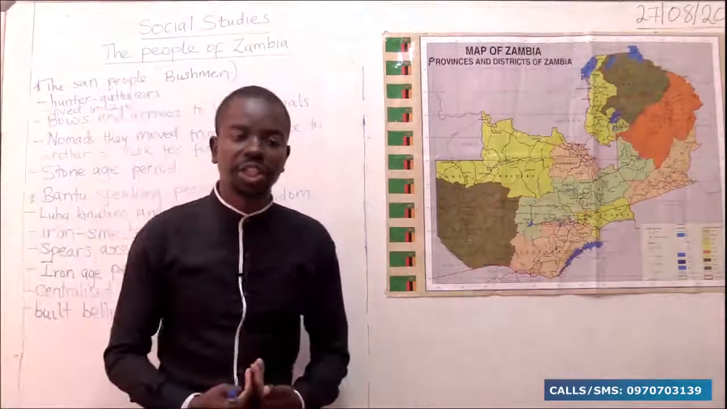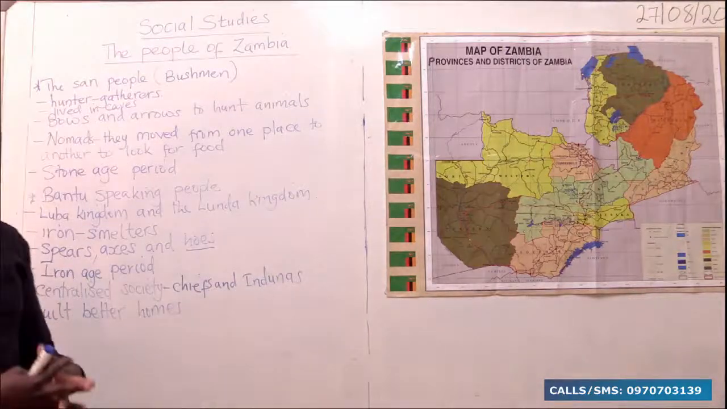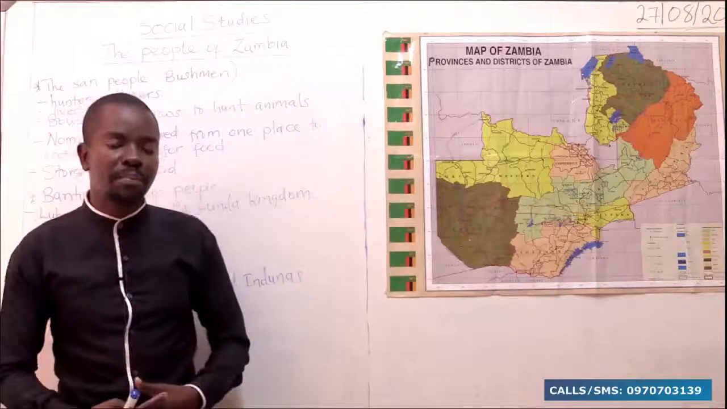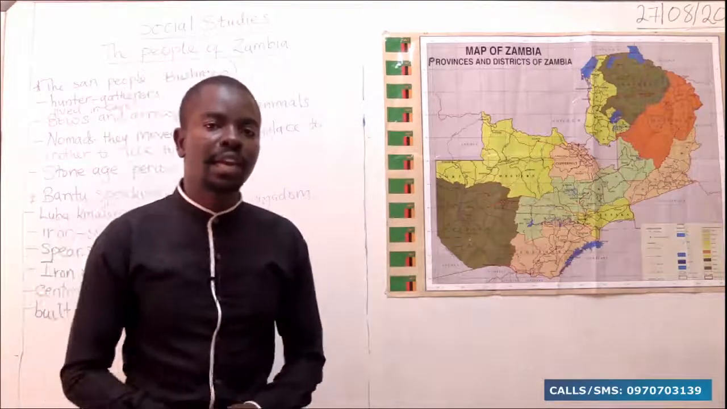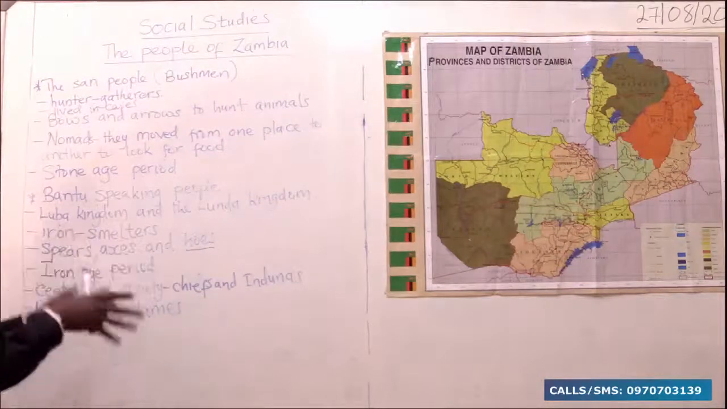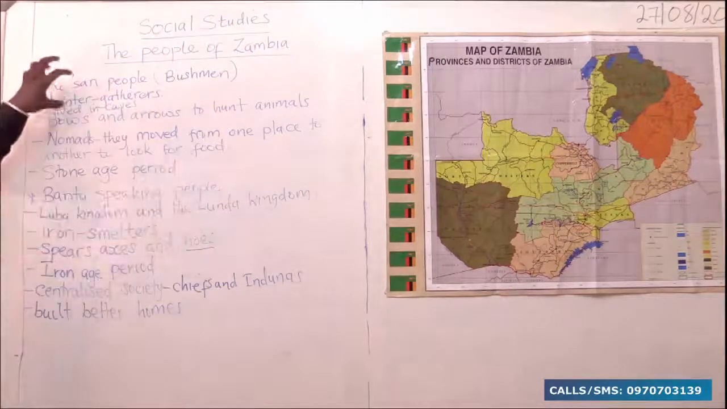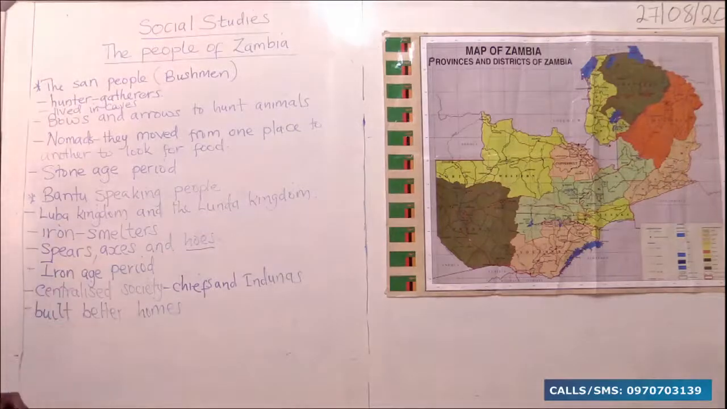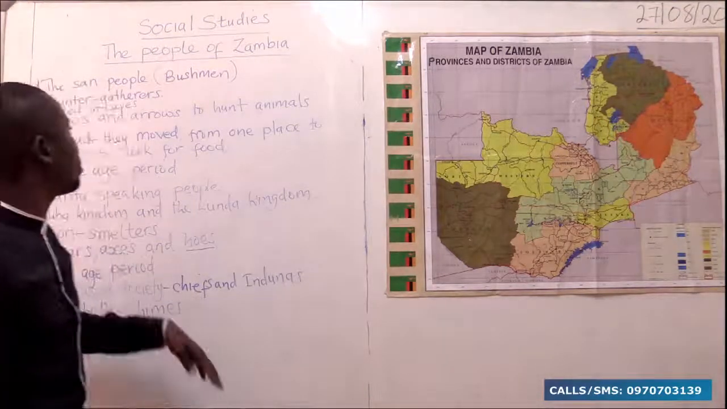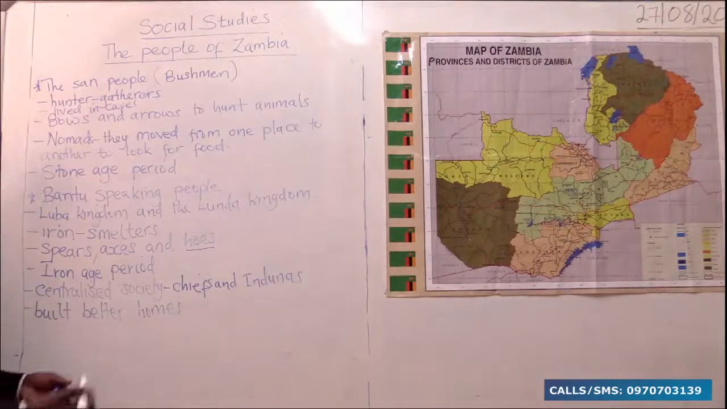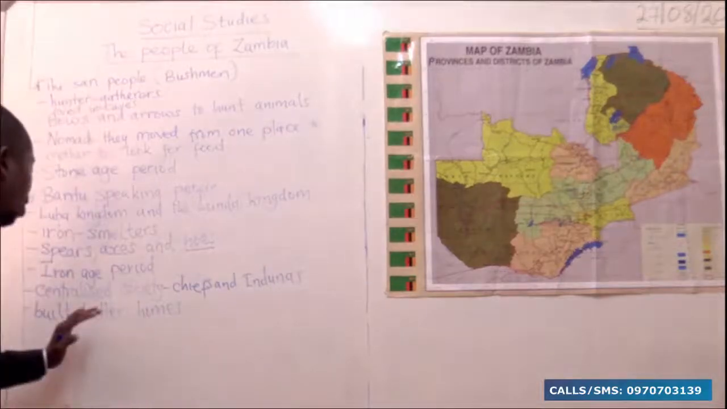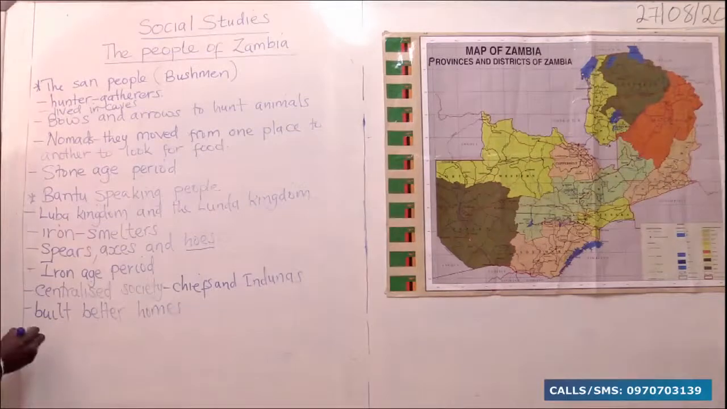Today, boys and girls, we have different chiefs in different tribes. For example, you can talk of the Litunga of the Lozi people, or Chief Mpezeni of the Ngoni-speaking people. All these chiefs come from the Bantu-speaking people, who had a centralized society. Again, we have said that the Bantu-speaking people had better homes compared to the San people, made of thatched grass and mud.